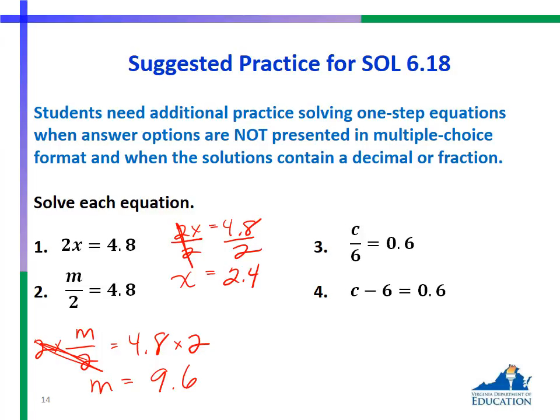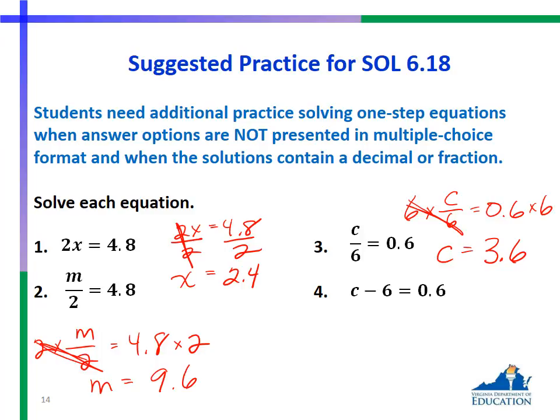So now I have question number 3: c divided by 6 gives me 0.6. I recognize that I have division here, so the operation that undoes division is multiplication. I'm going to multiply both sides by positive 6. The 6's cancel, so I'm left with c is equal to 0.6 times 6, which gives me 3.6.